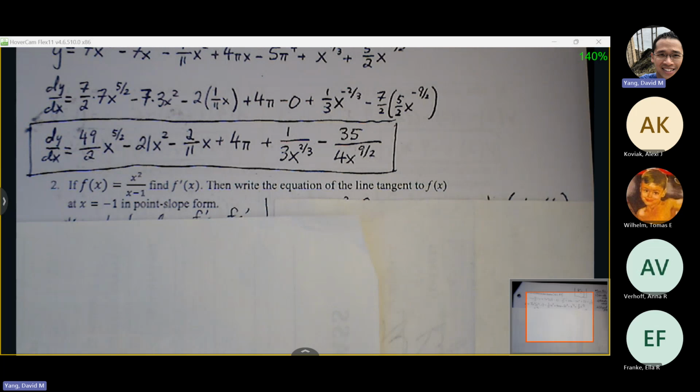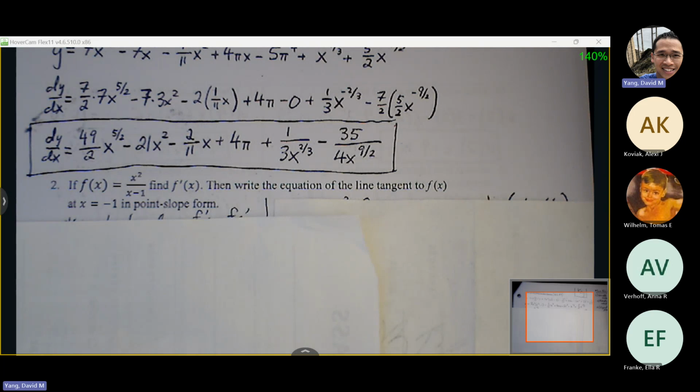Okay, number two, we have our function x squared over x minus 1, find f prime. So here, there's numerator and denominator. You see how there's more than one term in the denominator? We can't split this up. We can't do power rule. We're forced into having to go through quotient rule. All right, so find f prime. We'll do f prime using quotient rule.